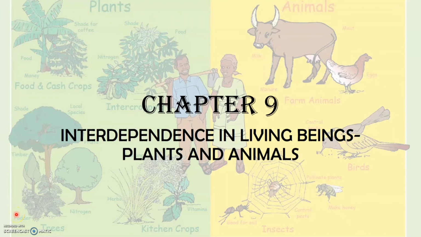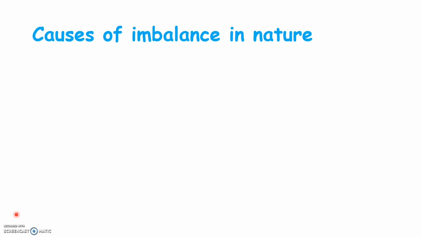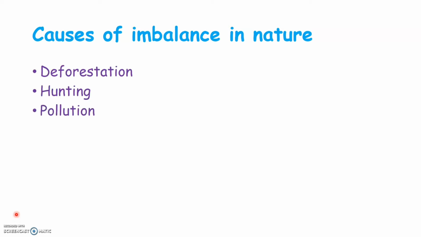So now we have learned that all plants and all animals are necessary in order to maintain balance in nature, which means all the organisms in a food chain are required or important to maintain balance in nature. Now let us learn what are the main causes of imbalance in nature. The main causes of imbalance in nature are deforestation, hunting, pollution and forest fire.